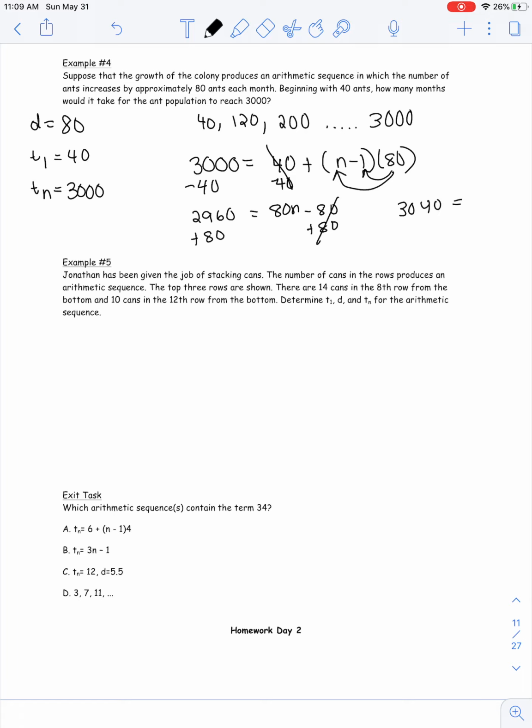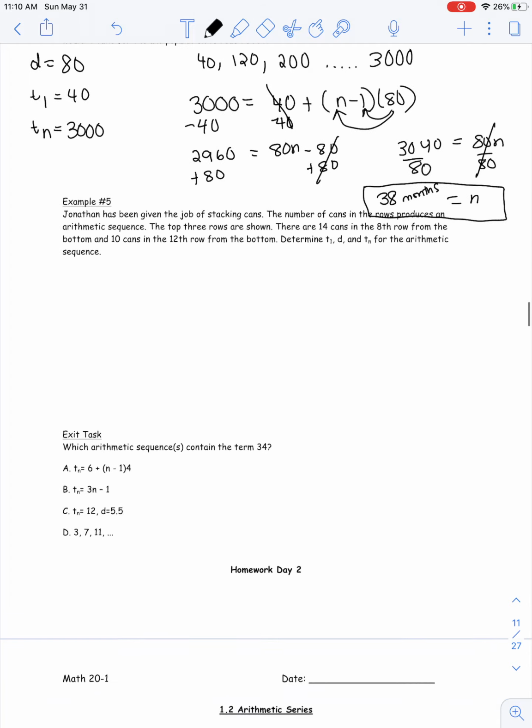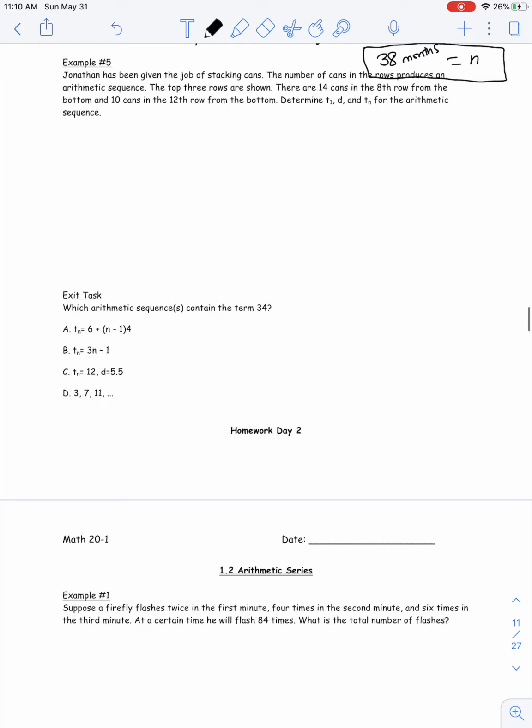And we get that it is equal to 3,040 for 80n. Lastly, divide both sides by 80. And we get that n is equal to 38. We know that we're talking about the number of months that this is going to take. So this is 38 months as our answer. Okay, so include time if they give you that in the question.